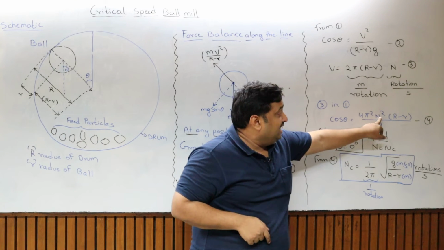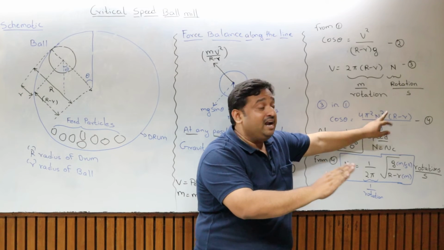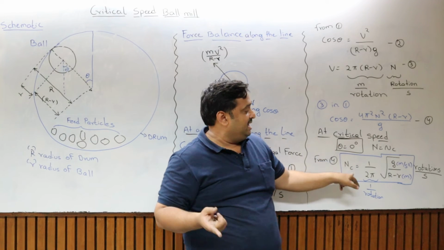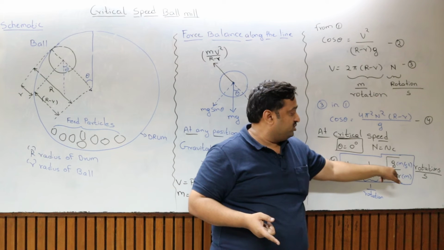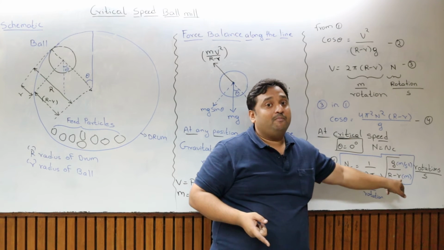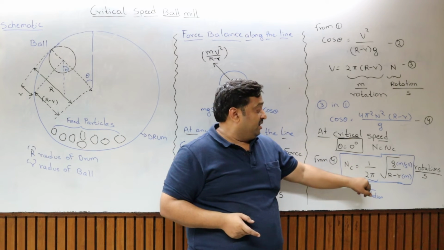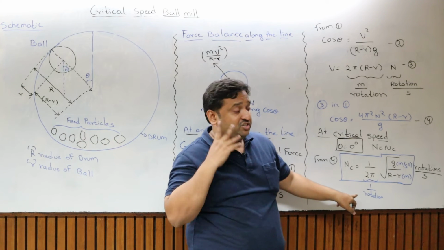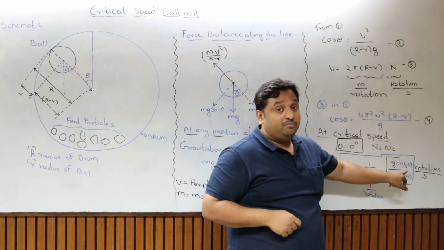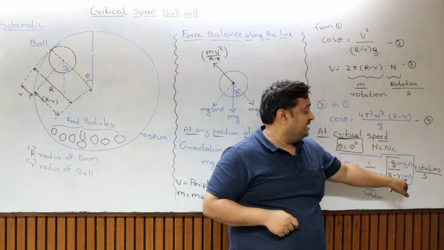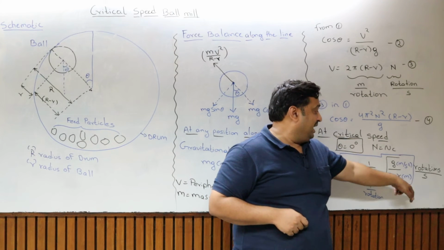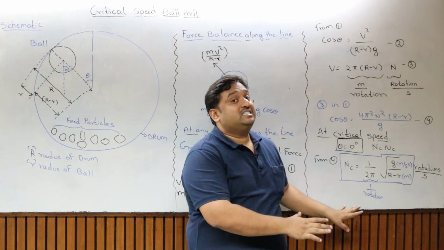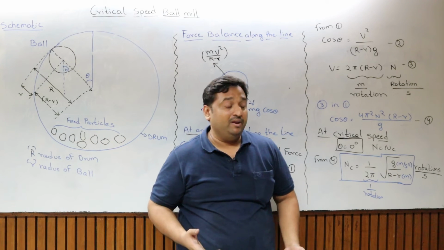From this I will take the n on one side, the rest on the other side. So nc equals 1 by 2 pi into square root of g by (R minus r). The units: 1 by 2 pi is 1 per rotation, gravity is in meter per second square, R minus r is in meter. So finally you get rotations per second. This is how the units work out for the critical speed of the ball mill.